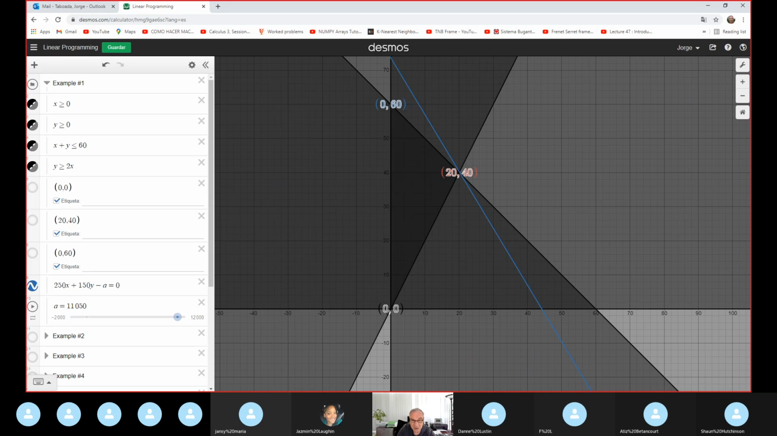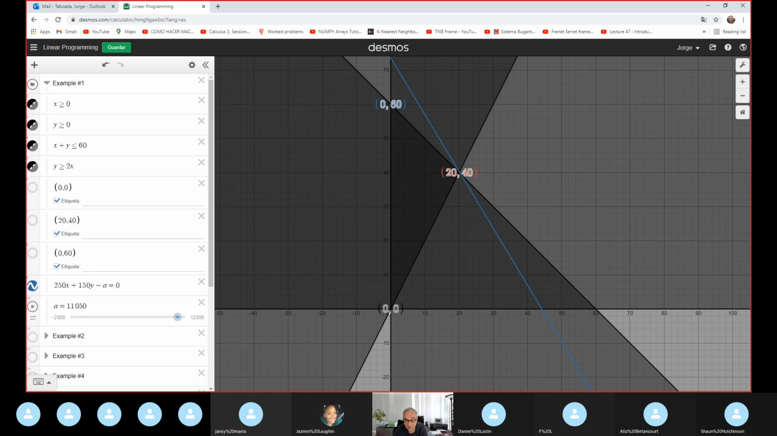Let's come back. I discovered that for my problem, I have 3 corners. The corners are 0,60, then 20,40, and the last corner is 0,0, no? And you evaluate one by one in the objective function. So C is equal to 250 times 0 plus 150 times 60, and the answer in this case is 9,000. And C is 250 times 20 plus 150 times 40. I put it in the calculator, of course, it's 11,000. Okay, and the last one is obviously 0, because 0,0 is 0.